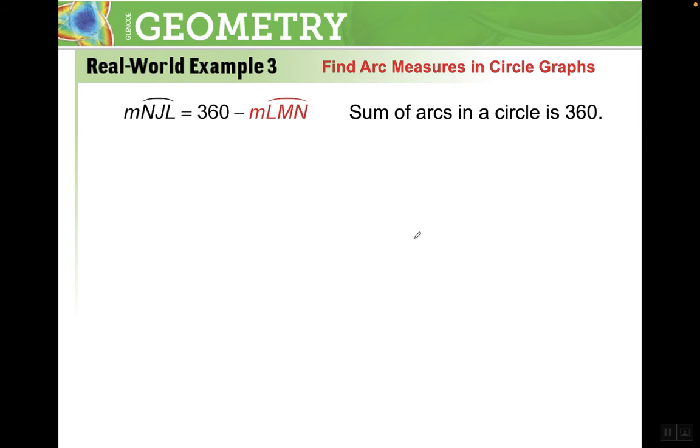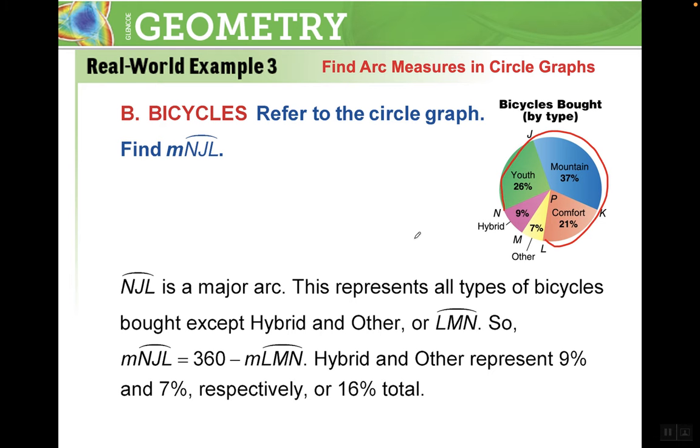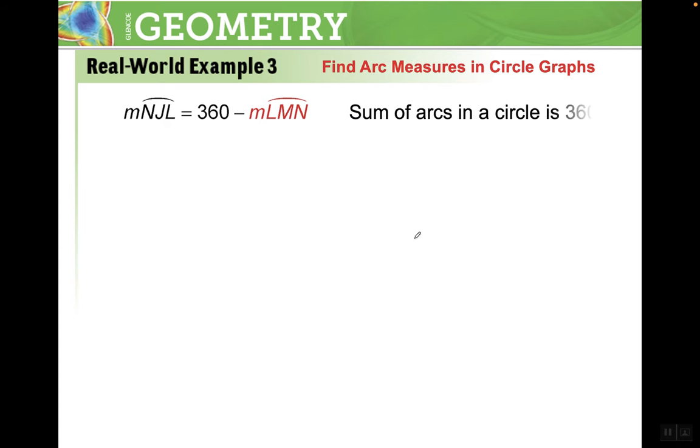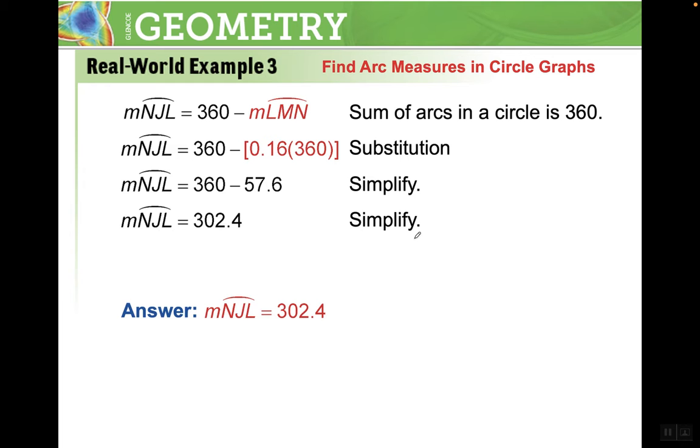So they did each one. Oh, they did each one separately. Oh, you don't have to do that. You can just add them all up right away and then multiply that percent by 360. Either way, you should end up with 302.4.